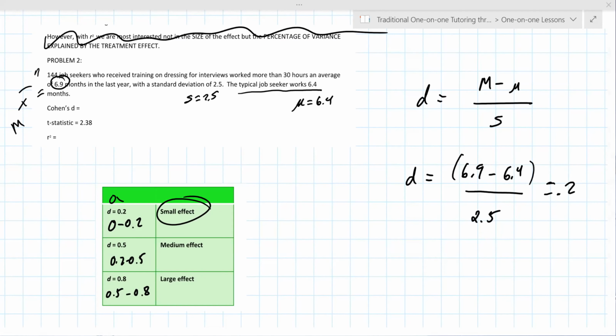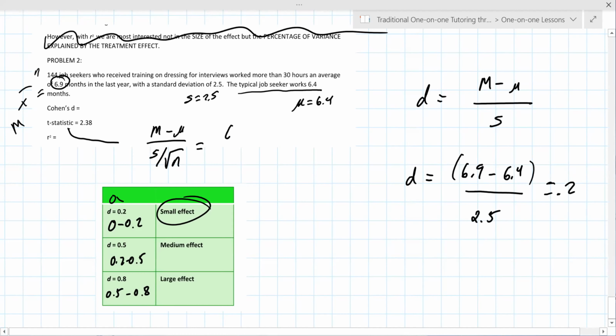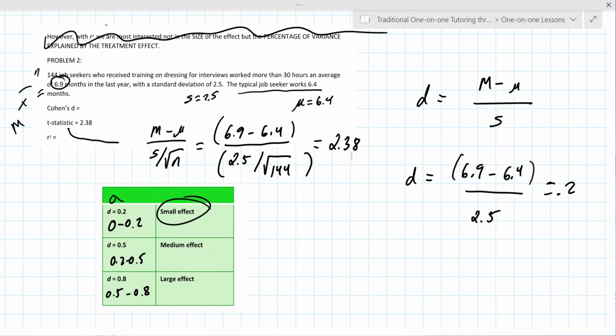So, all right. Now they give you the test statistic, the T statistic here. The T statistic is M minus mu over S divided by the square root of N. So it's the 6.9 minus the 6.4 over 2.5 divided by the square root of 144. Make sure you have all that in parentheses, but that should equal 2.38 when you get that in your calculator. Yeah, I got that.